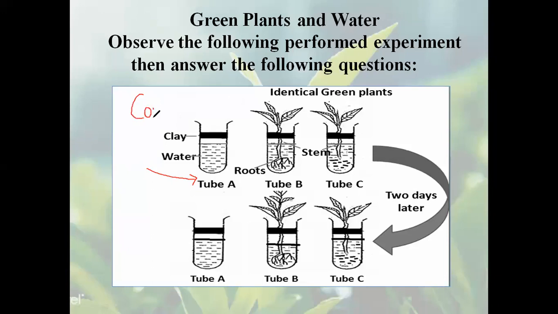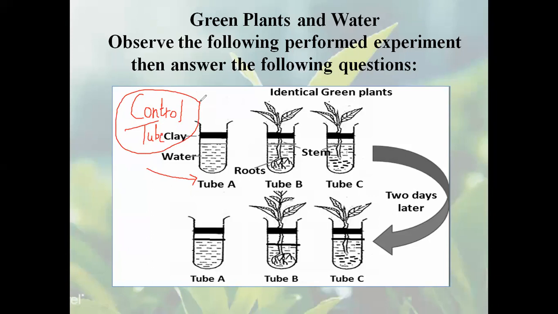Always, whenever we ask about an experiment or about a tube, what is the role? Always it will be a control tube. Why? Because this tube contains only clay and water. It doesn't contain a plant or a plant without roots. So it's called a control tube. It's used to compare and explain the results.